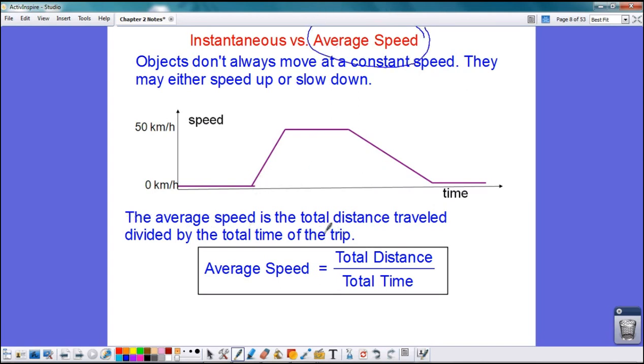But the average speed is your total distance traveled. So we'd have to figure out how far we went in this section. Pretty easy, didn't go anywhere. How far did we go in this section? How far did we go in this section? How far did we go in this section? Add up all those distances and divide by the total time, which is pretty easy too, because whatever that is, that's our total time. So we've got instantaneous and average. Instantaneous, how fast you're going at any specific instant in time. Average, you need to take the total distance that you've traveled divided by the total amount of time that it took you.